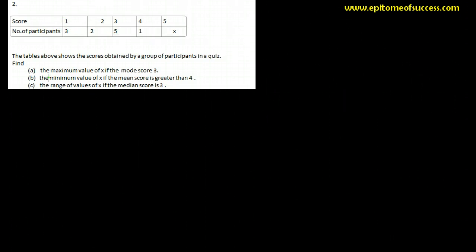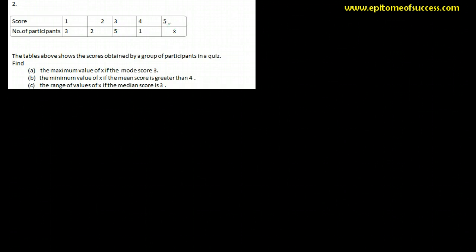Alright, so now it says find the maximum value of x if the mode score, so the key is this, the mode score is 3. Mode means what? The one that is repeated the most, right? The one that has the highest frequency. So can you see the one that has the highest frequency? That's 3. So this is the highest frequency, 5, and the mode is therefore 3. Since 3 is the mode, it must have the highest frequency. That means all the other frequencies cannot be more than 5, right? So x cannot be 5.